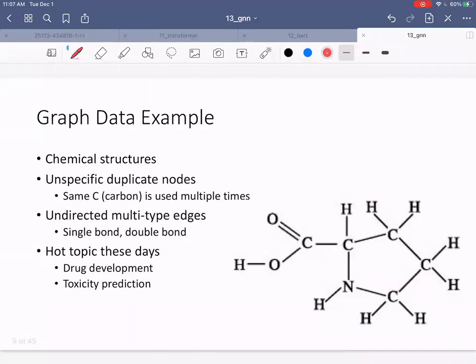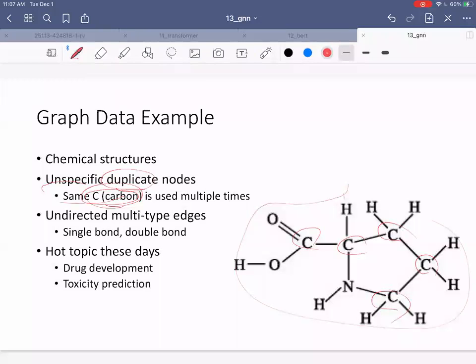Chemical structure. I also talked about chemical compounds. So chemical structures are also graph data. Again, the nodes are unspecific duplicate nodes. I'm saying duplicate nodes because the same atom, the same element, can be used multiple times. Like the same carbon could be used multiple times. Like this is some chemical structure, and you can see that C, C, C, C, C are used like 5 times. So it's no longer the case that the nodes are unique.